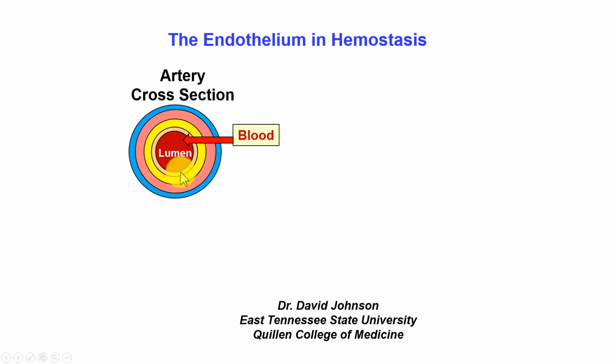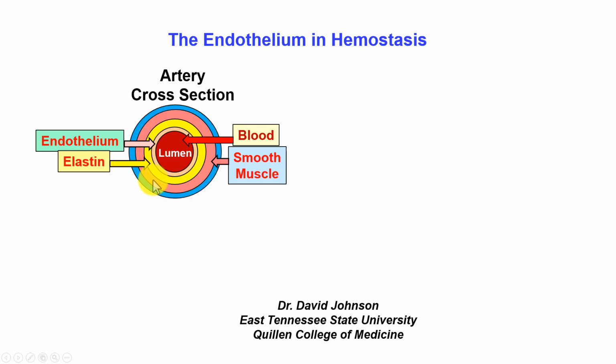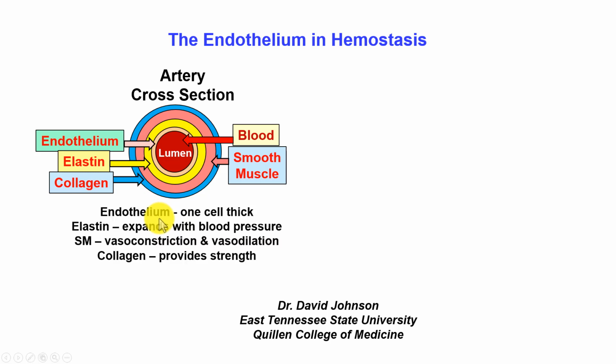endothelial cells, which are just one cell layer thick, and they are attached to the elastin-rich intima, which allows the artery to expand and contract as needed, and then that's surrounded by smooth muscle, which controls that expansion and contraction to some extent, and then finally collagen that gives it strength.